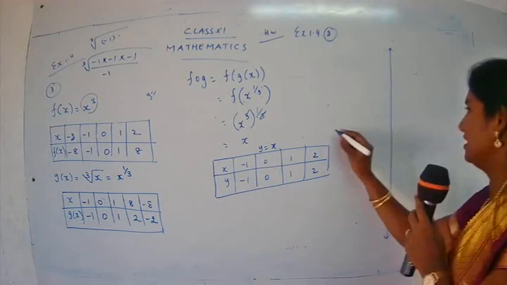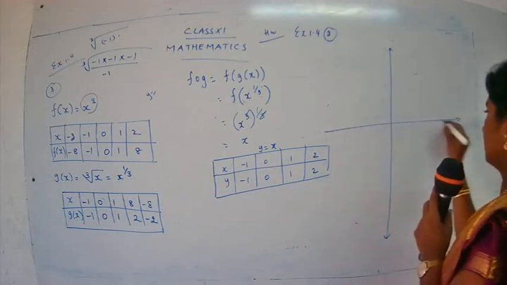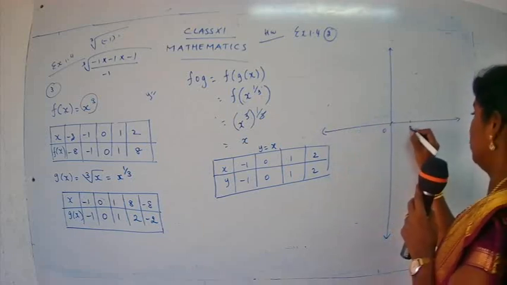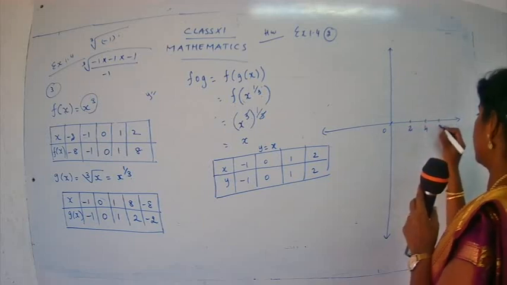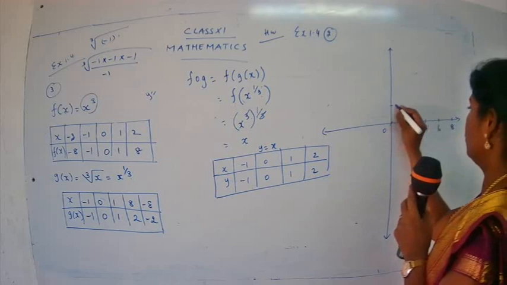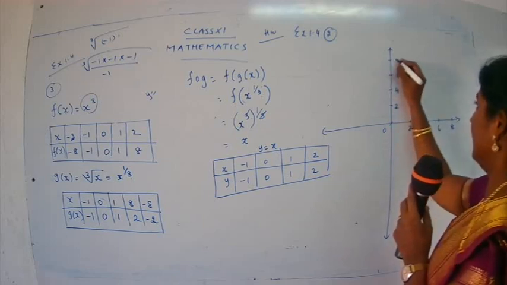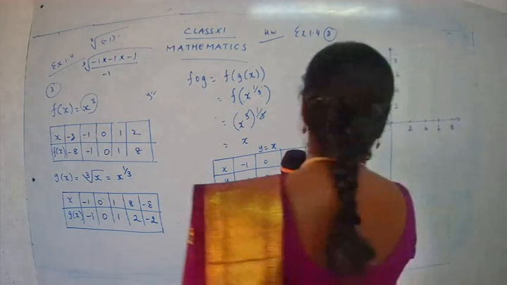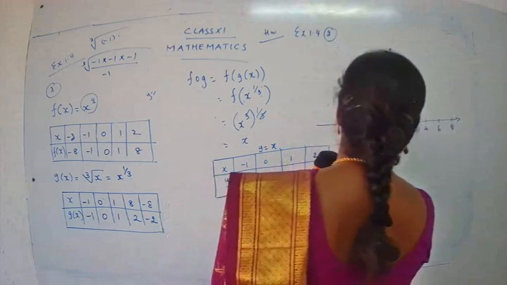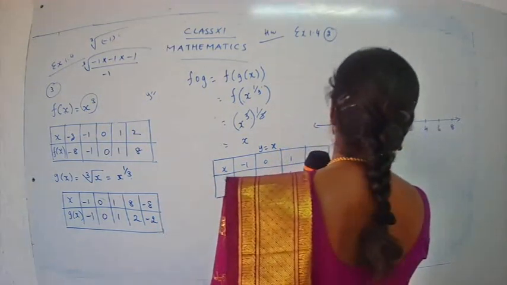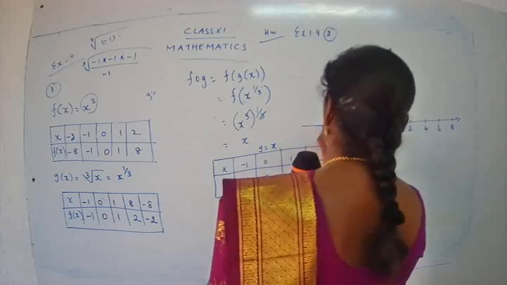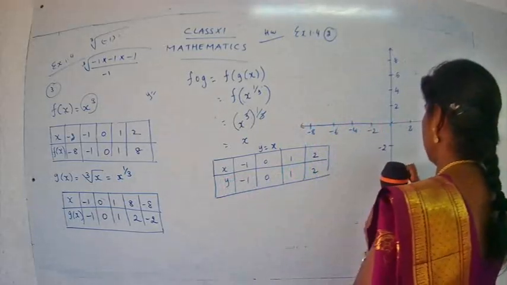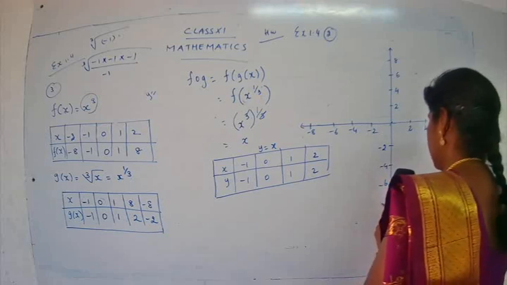You can take a view. You can use till 8. We can draw, yes, children. So you draw till 8, or you can take 2, 4, 6, 8. It's your choice. Okay, I'll take 2, 4, 6, 8. Minus 2, minus 4, minus 6, minus 8.